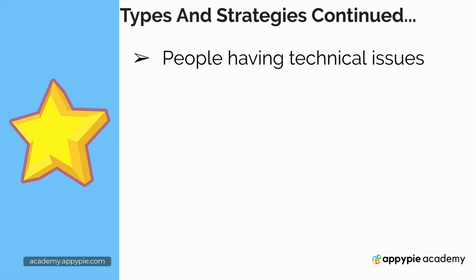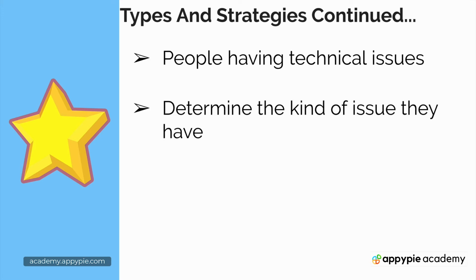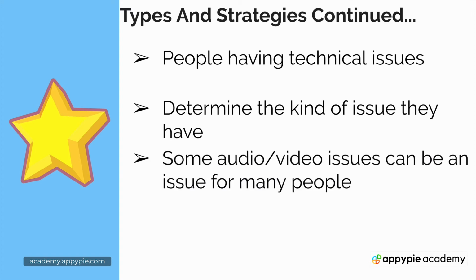Then there are people who have technical issues. Now, this is sensitive because sometimes a technical issue can be something that a lot of people are experiencing but don't say. So you have to determine what kind of issue they have. Some audio video issues might be something to do with your internet connection or maybe some setting on your software. And many people can experience this, and attending to the people who have technical issues will often fix problems that a lot of people have and will improve your overall webinar success.